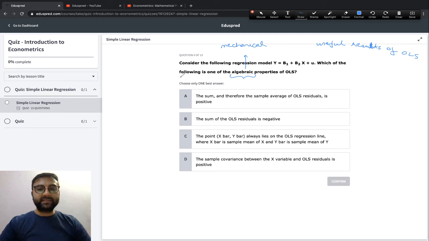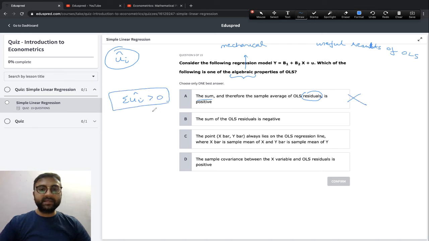Now let's take a look at the options that are given to us. The part A is the sum, and therefore the sample average of the OLS residuals is positive. So if I use the notation, let's say u_i hat for my residuals, the part number A is saying that summation of u_i hat is going to be greater than 0 if you work with the method of OLS. Well, this is wrong. Okay. The part number B is the sum of the OLS residuals is negative. So as per the part number B, it's summation of u_i hat less than 0. Well, even this is wrong.